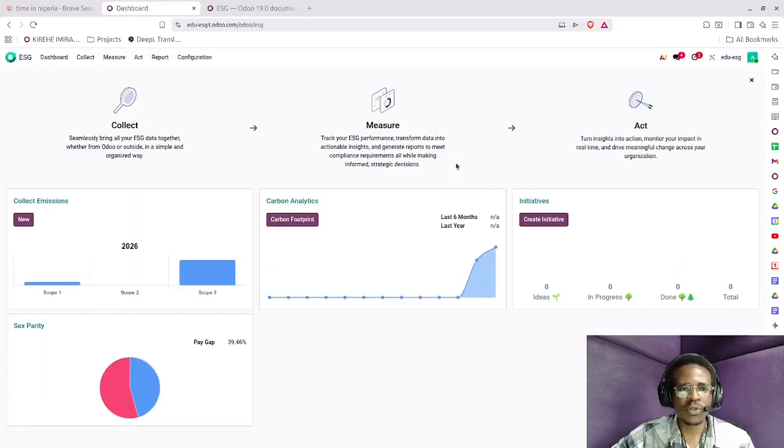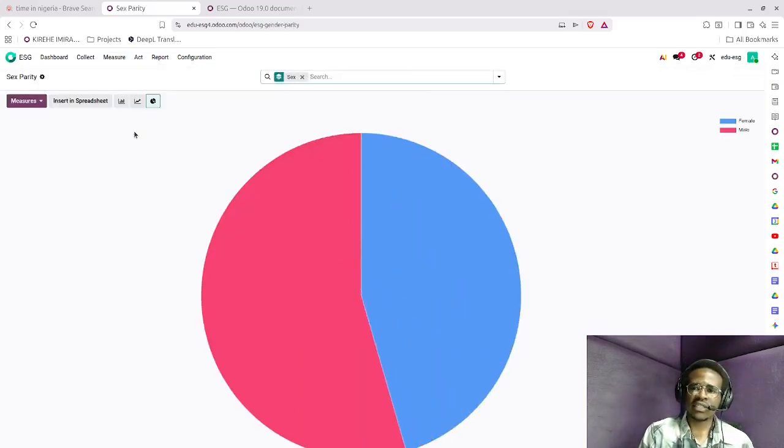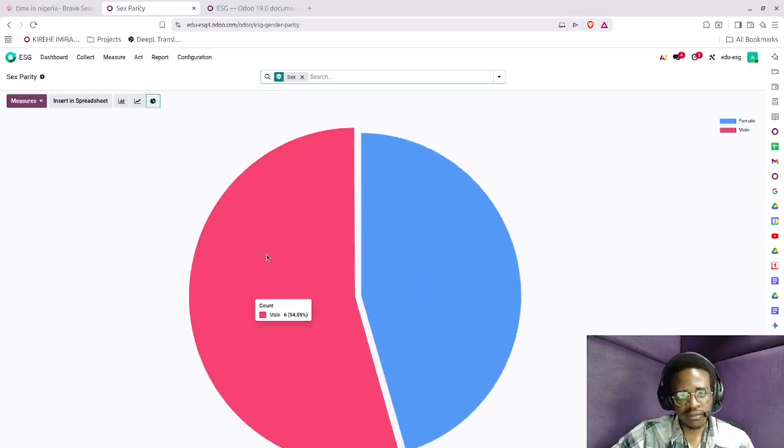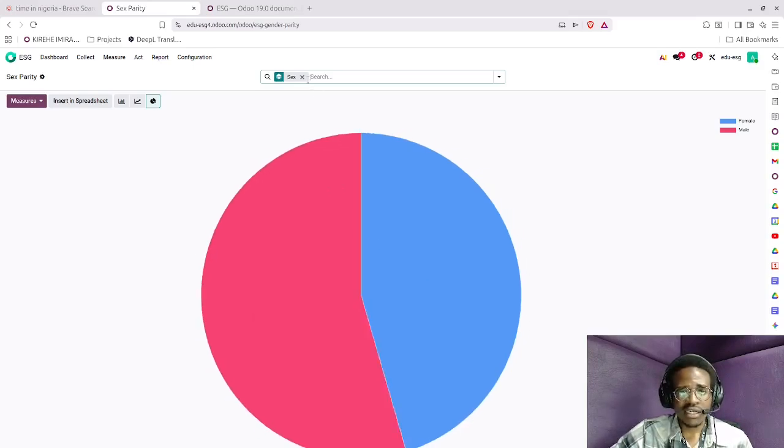Up to this point, we have been looking at measure and we have been going to carbon footprint. Let's check sex parity, and already I can see this is the sex. So how many people in my company are male? I can see it's 54.55%. Those are 6 people. And how many people are female? 45.45% are female.